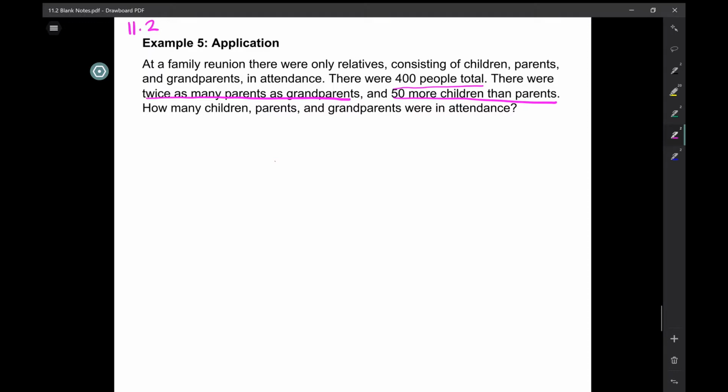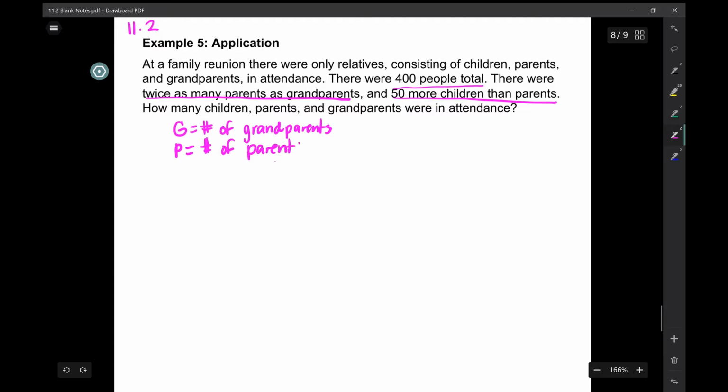All right, well, let's go ahead and define our variables. Let's make G equal to the number of grandparents, and we'll make P equal to the number of parents, and we'll make C equal to the number of children.